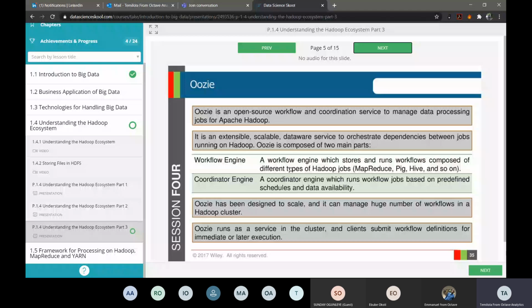Okay, so one thing to note, Oozie runs as a service in the cluster, and clients submit workflow definitions for immediate or later execution. So Oozie is more or less like a service running as a job scheduler in your Hadoop cluster. Okay, this just says more things about Oozie.